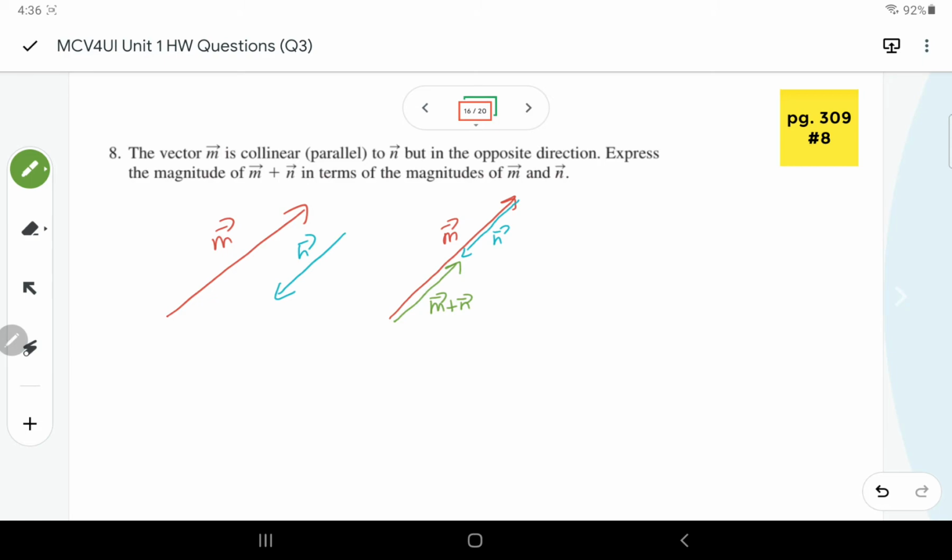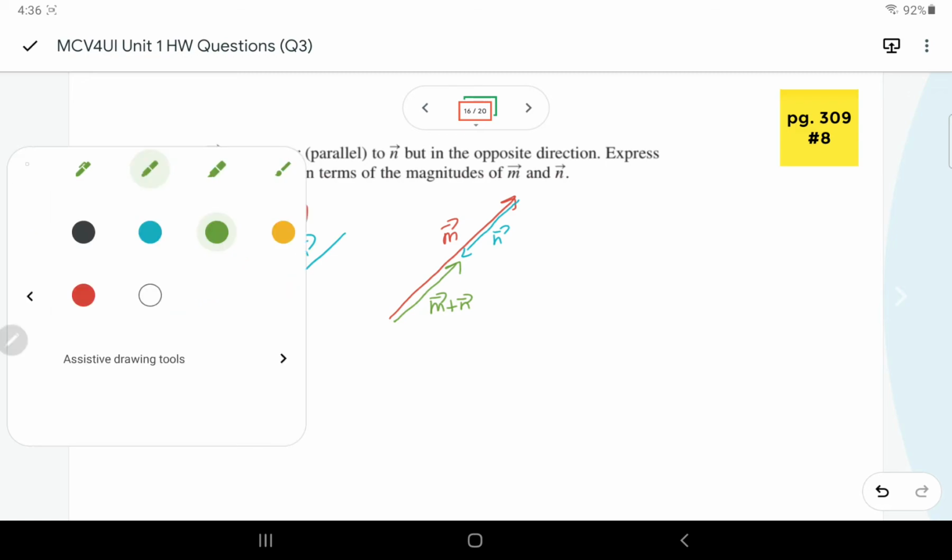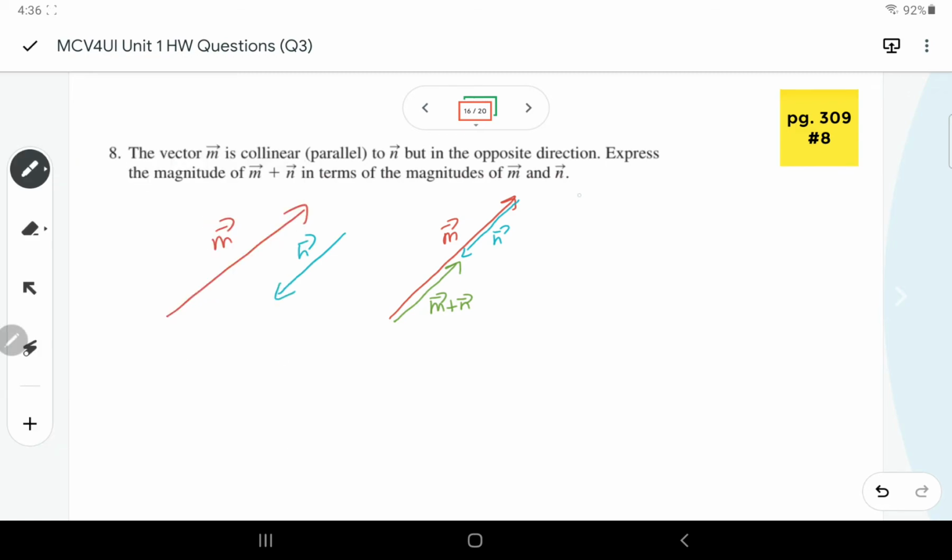So the resultant vector, when you add two vectors that are in opposite directions, really we're going to have the difference in their magnitudes. So the magnitude of m plus n, and normally this is not true, only if it's collinear can we do this kind of calculation. Here would be the magnitude of m, how long it goes in one direction, minus the magnitude of n.